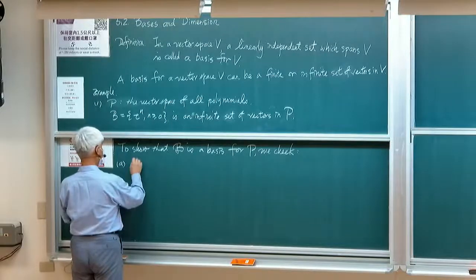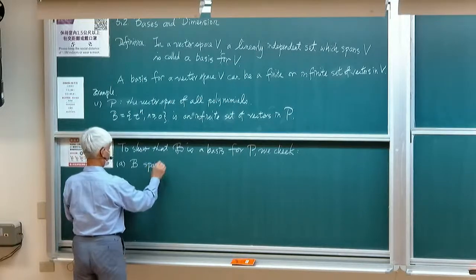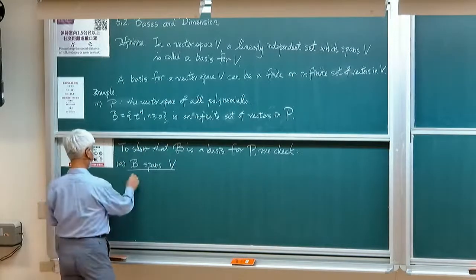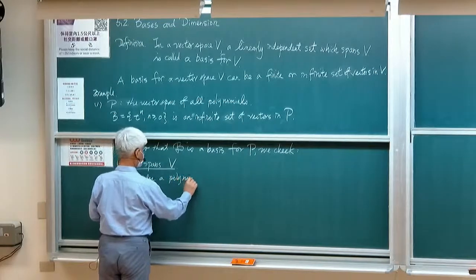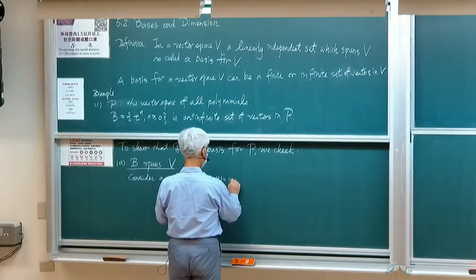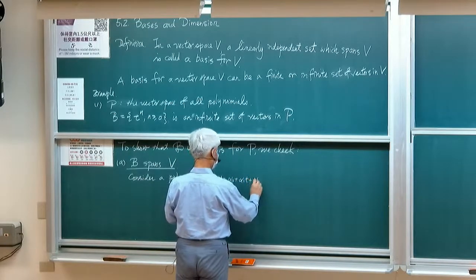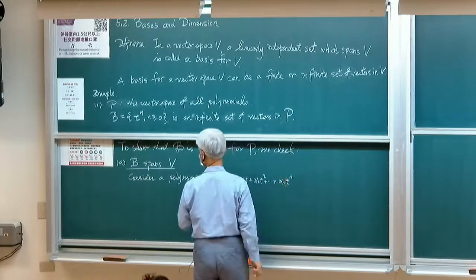So check B spans V. Okay, so consider a polynomial p(t), which is equal to alpha 0 plus alpha 1 t plus alpha 2 t squared plus ... plus alpha n t^n in P.